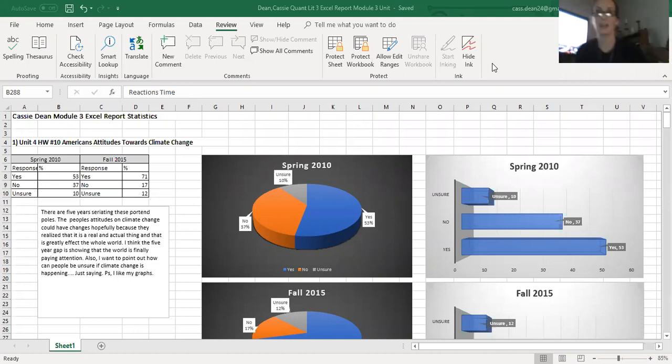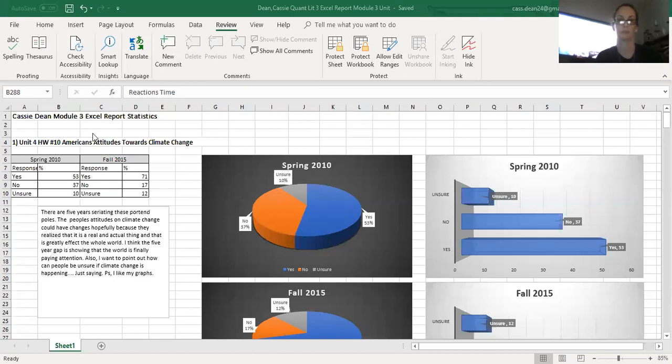All right, so I did my Module 3 statistics module. Here it is. This was the first question. Unit 4, question 10, Americans' attitudes towards climate change.